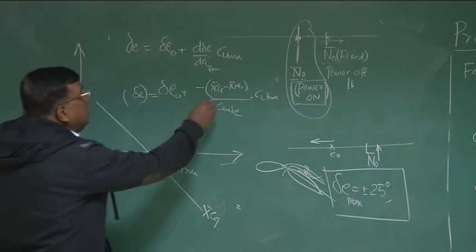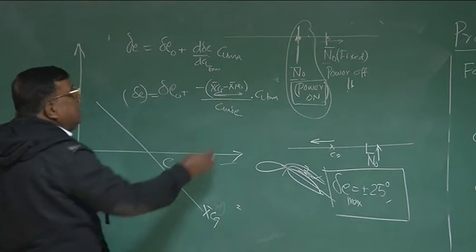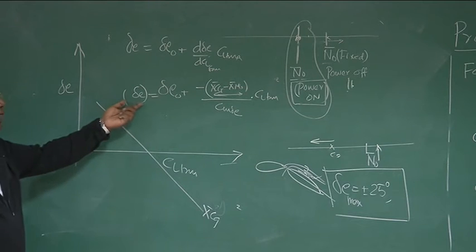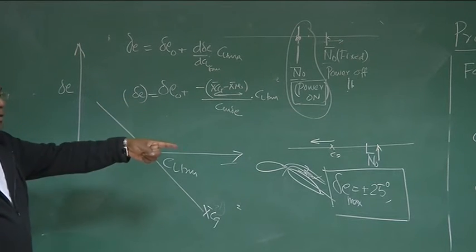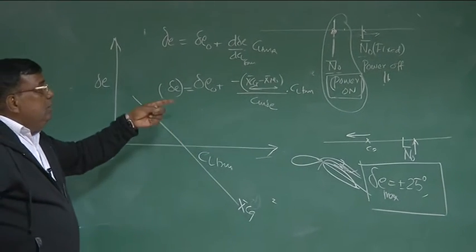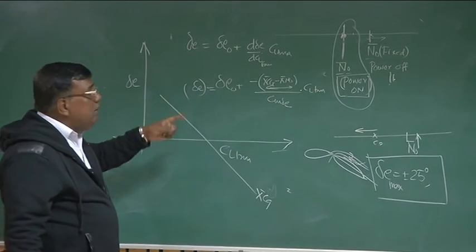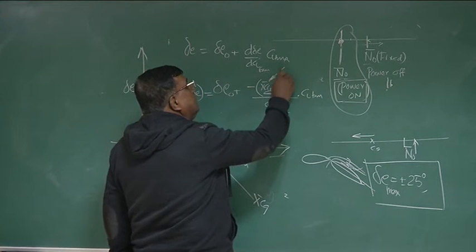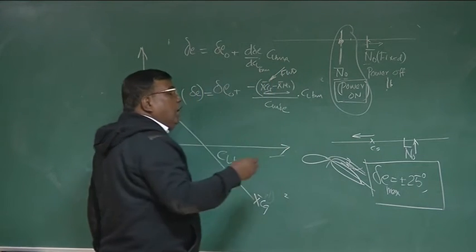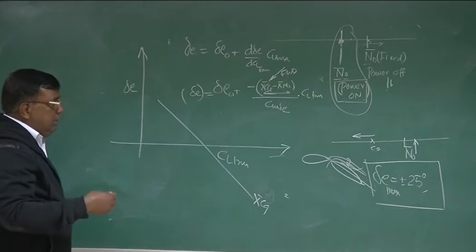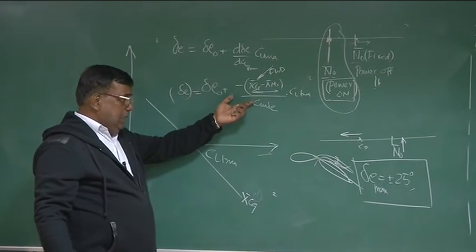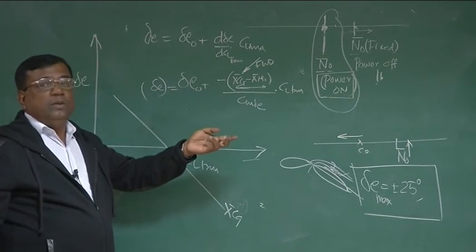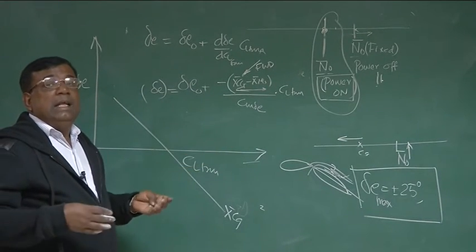But if you go on making this separation larger and larger, or making the aircraft more and more stable, this value may exceed the limit. So you have a restriction on how far you can put the CG forward, because beyond a point, this value becomes so large that delta E required may become more than the delta E max. Typically, delta E up required.